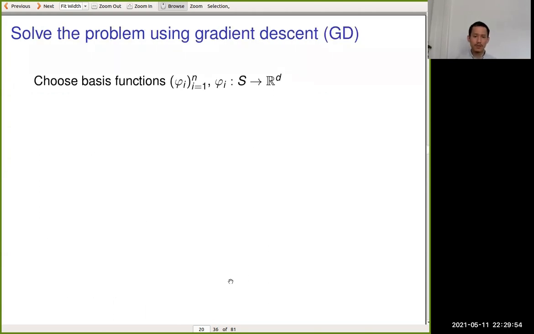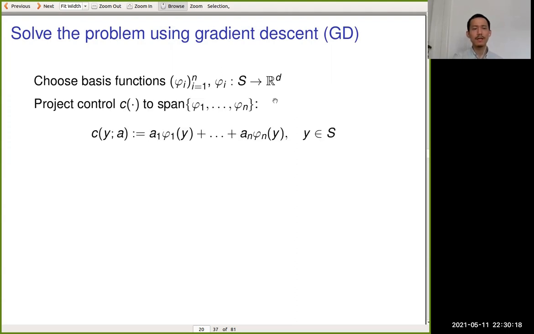Okay, so now we get to the question that Xiaocheng asked. How do we find this control? One of the most basic approaches to solving an optimization problem is to use gradient descent. So what are we going to do? We choose finitely many basis functions, phi_i, from i equals 1 to n, and each phi_i is a function from our domain of interest S to R^d. Now we project our control to the span of these.